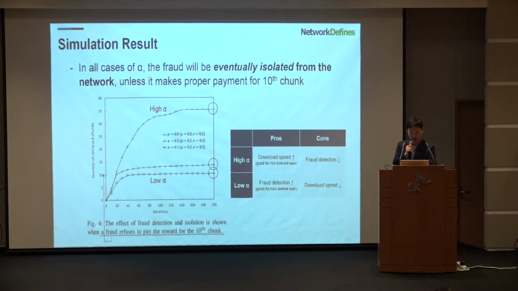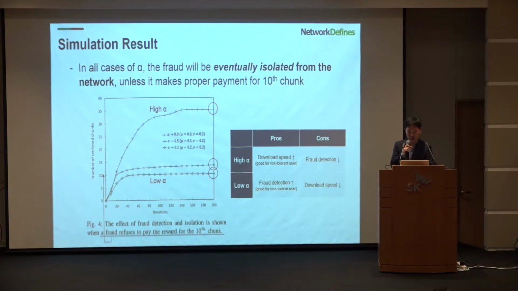The effect of fraud detection and isolation is shown when a fraud refuses to pay the reward for the 10th chunk. This is a simulation result. If a peer refuses to pay for the 10th chunk, then in all cases of alpha, the fraud will be eventually isolated from the network unless it makes proper payment for the 10th chunk.